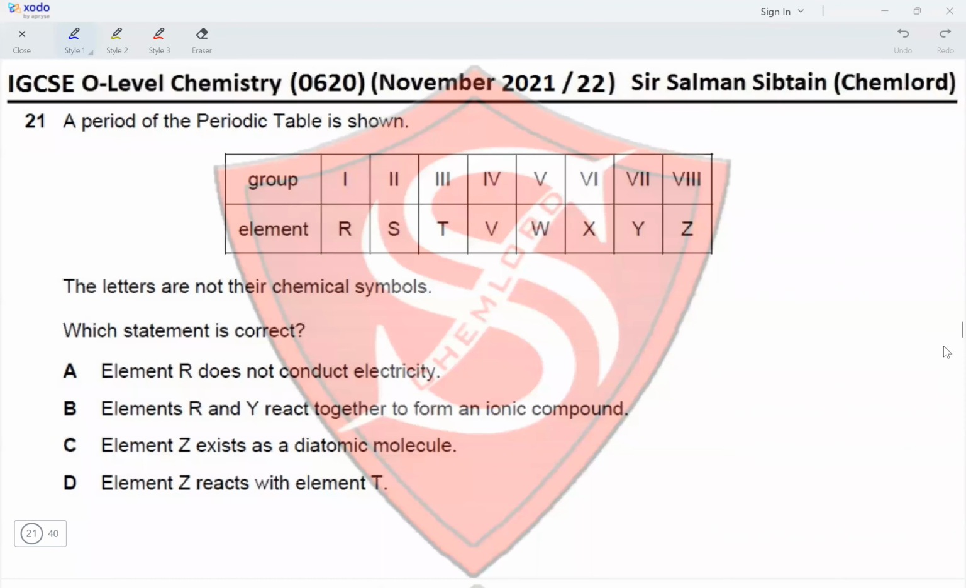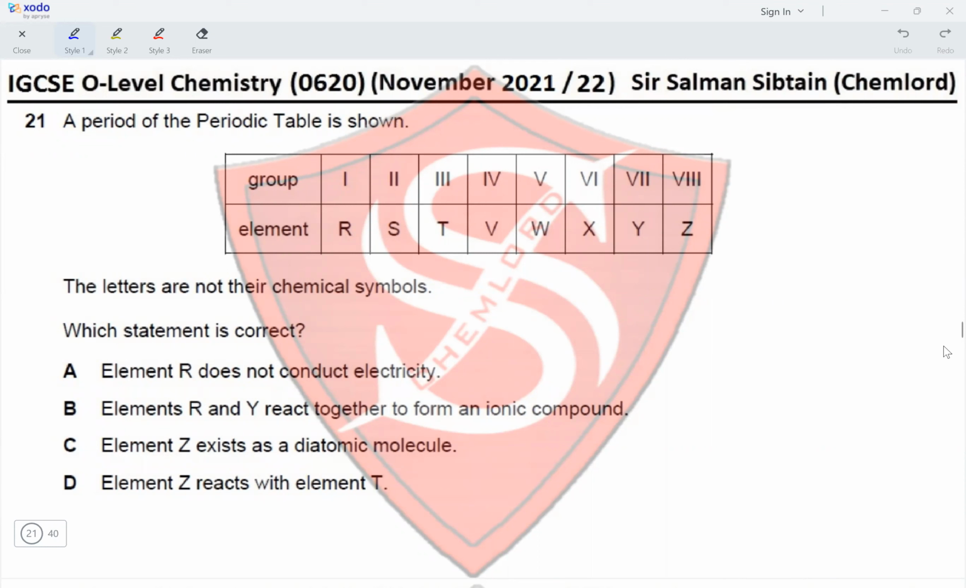Hi guys, this is IGCSE O-Level Chemistry, Paper 22, Extended MCQs, November 2021, Question 21. A period of the periodic table is shown. So we have 8 groups with elements R, S, T, V, W, X, Y, and Z present. The letters are not their chemical symbols. Which statement is correct?